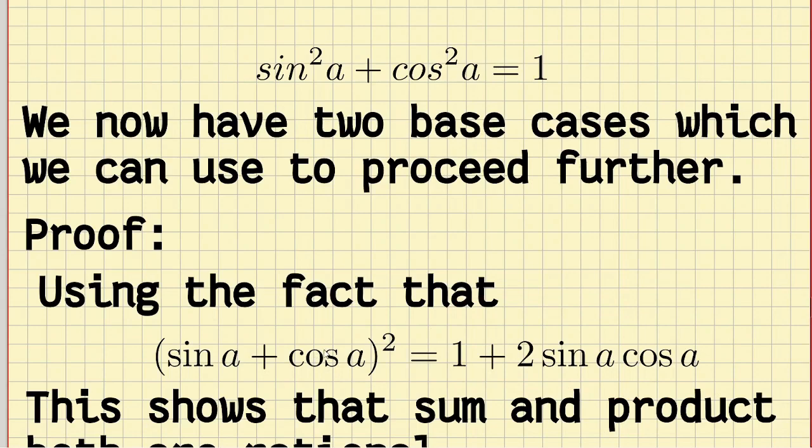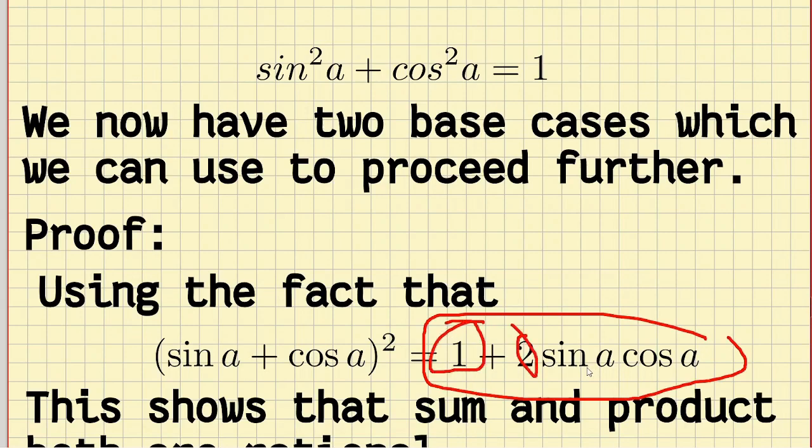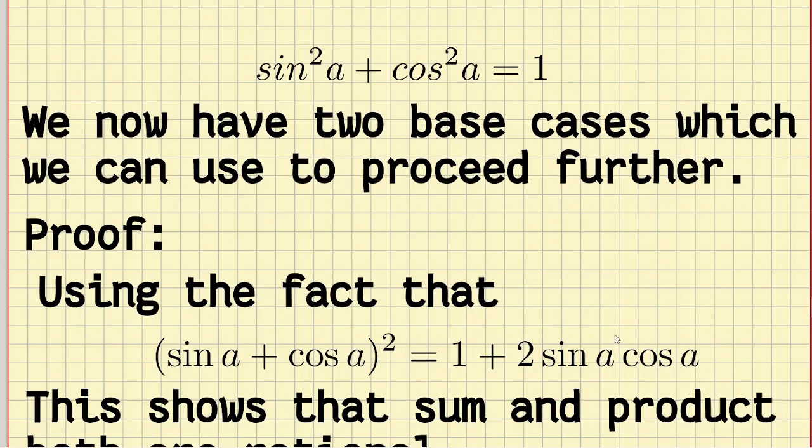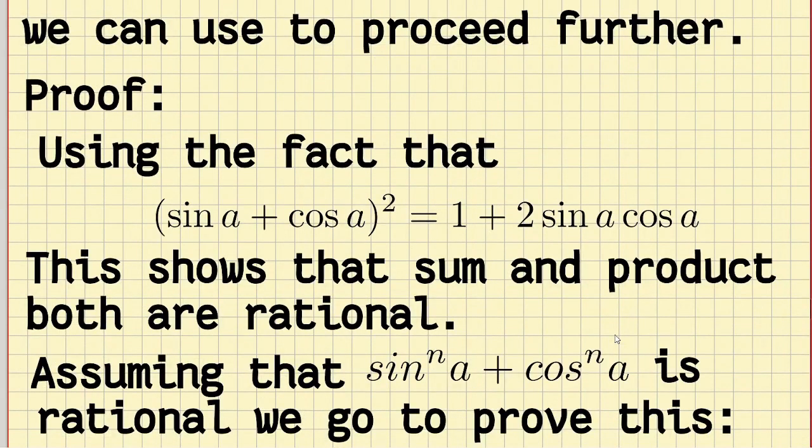Since sin²A + cos²A = 1, and 2 sin A cos A, which I am writing here, now I will try to prove that this is a rational number. Since it is a rational number, we knew it, and the square of a rational number is also rational, and this means that this side is rational too, and 1 is rational and 2 is rational. This means that sin A cos A is also rational. So I have proved that sin A + cos A and sin A multiplied by cos A both are rational.